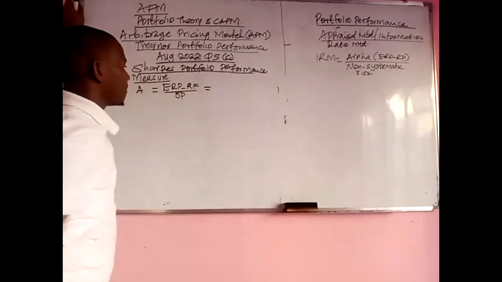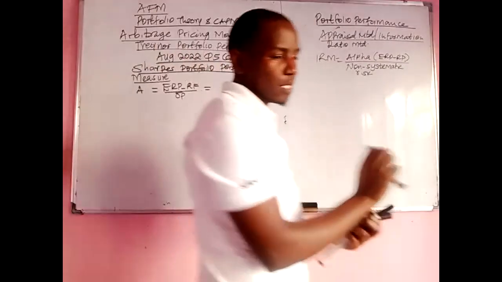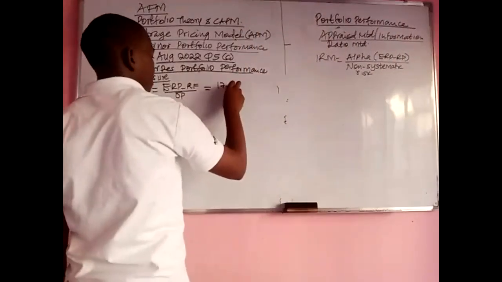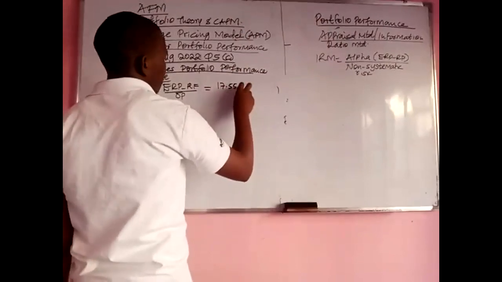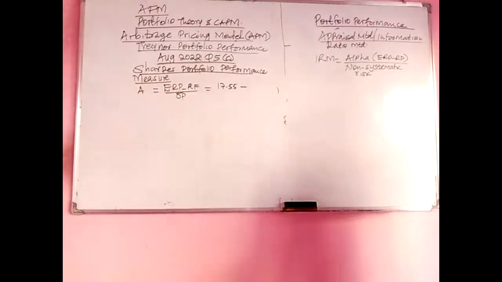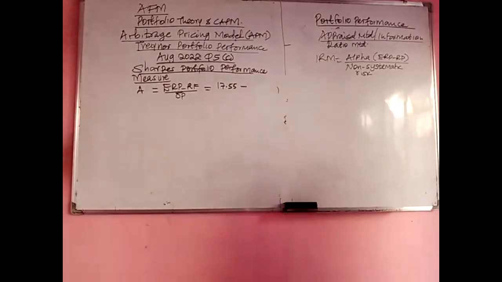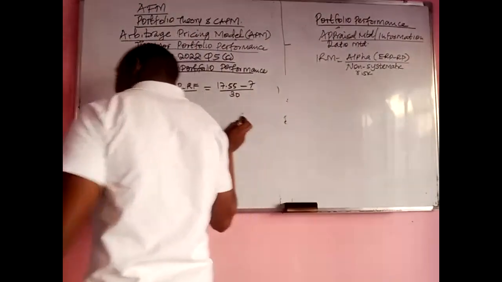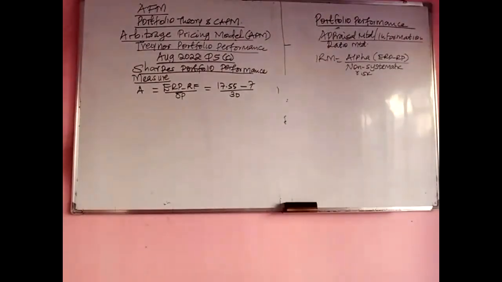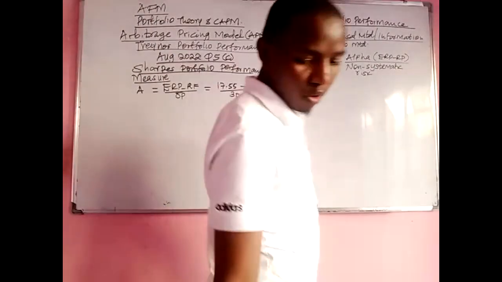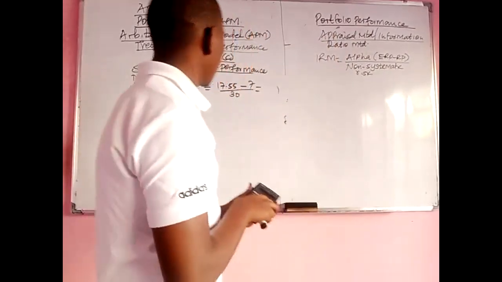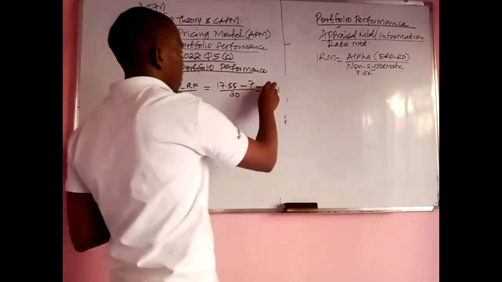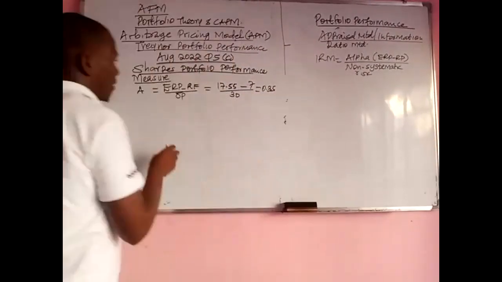So for A, the expected return of the portfolio is the average return we are given, 17.55, minus the risk-free rate. The risk-free rate of return is how much? 7%. So 17.55 minus 7, divided by the standard deviation of that portfolio. This gives you 0.35.